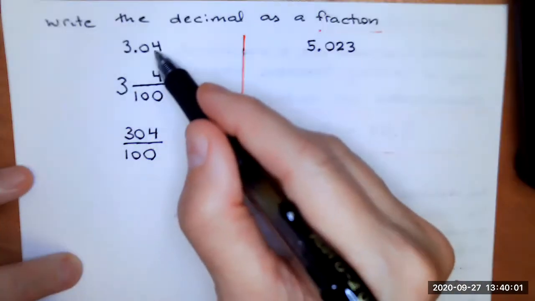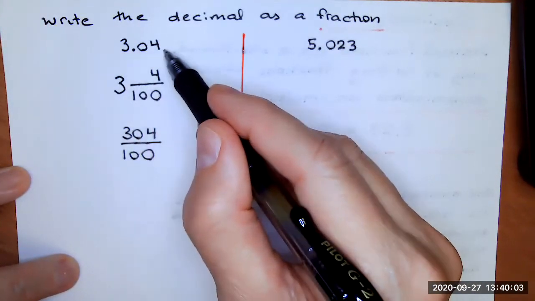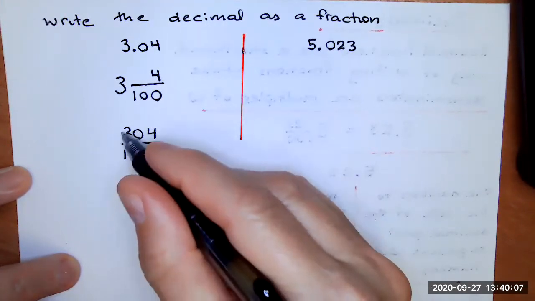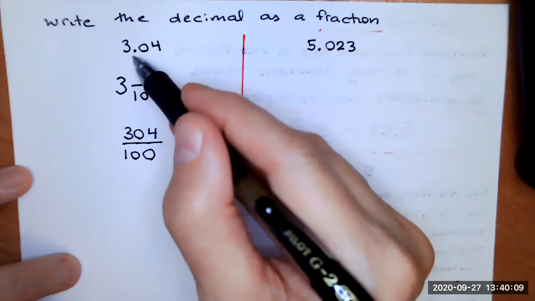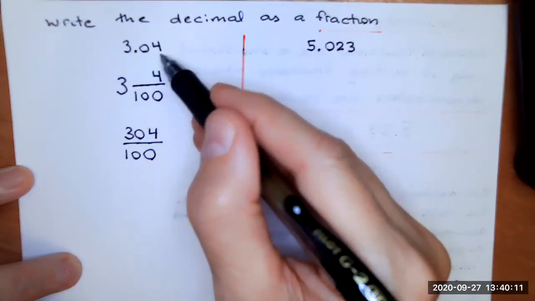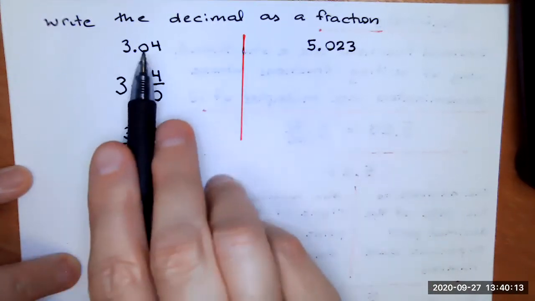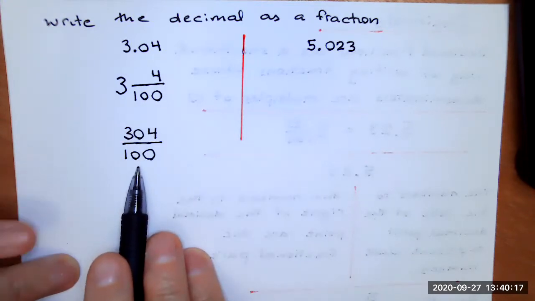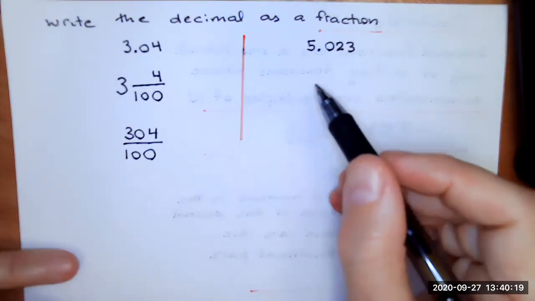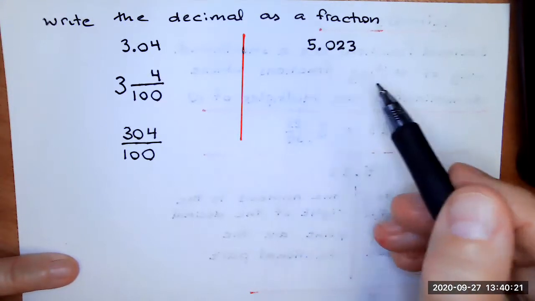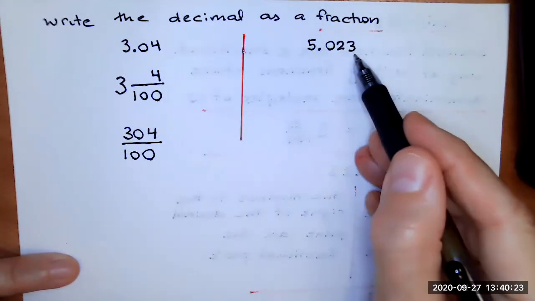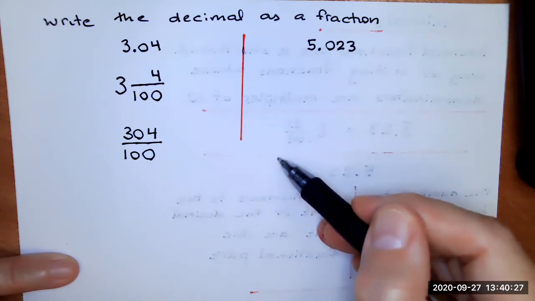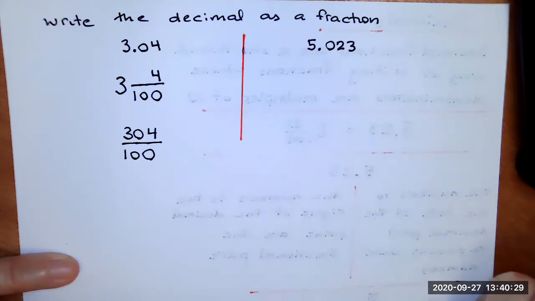Or you could think of it this way. You just write the same number with no dot. You don't put the dot in the fraction, but then you put it over the denominator. So tenths, hundredths, that would just be 304 over 100. All right, this would be a good place to hit pause and write this one as a mixed number, and then write it also as an improper fraction.